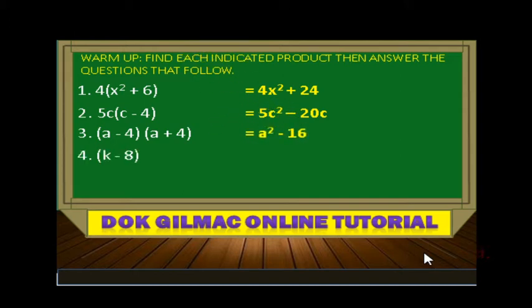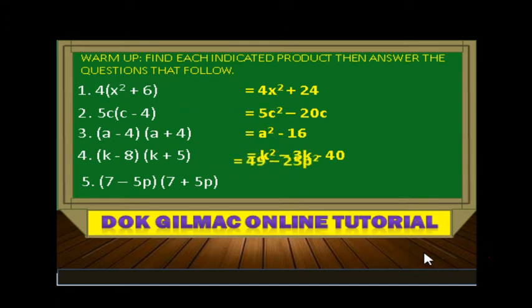Number 4. The quantity k minus 8 times the quantity k plus 5. This is just equal to k squared minus 3k minus 40. Number 5. The quantity 7 minus 5p times the quantity 7 plus 5p. This is just equal to 49 minus 25p squared.